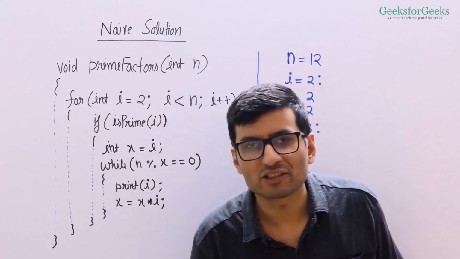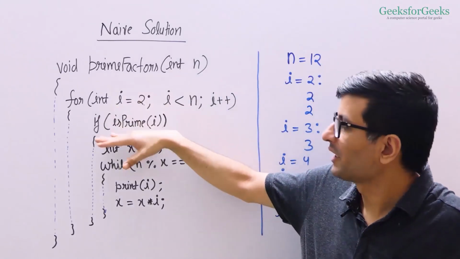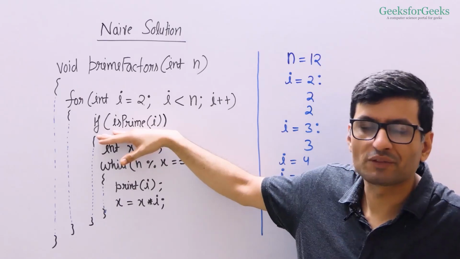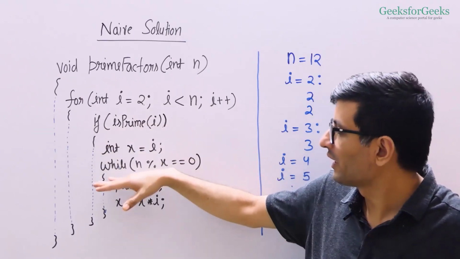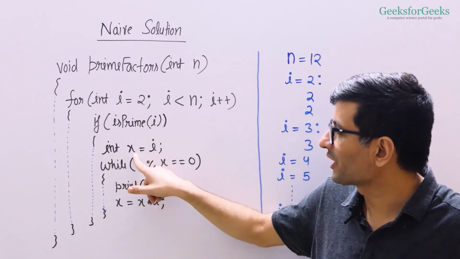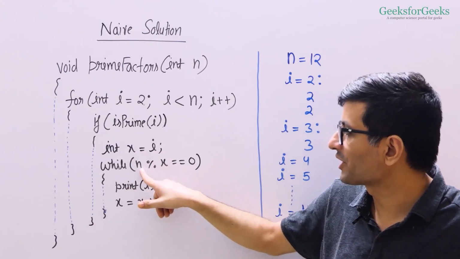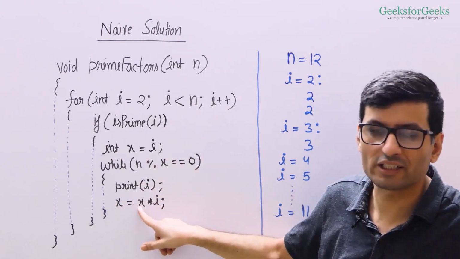Let us now analyze time complexity of this solution. We have a loop which is running theta n times, and then we are calling the isPrime function. This function is also upper bounded by n, right? So it's going to take big O of n time. And then we are running one more loop inside it. And inside this loop, we are starting with a number x equal to i, and then we are checking if n is divisible by x, and then we are incrementing x with x into i.